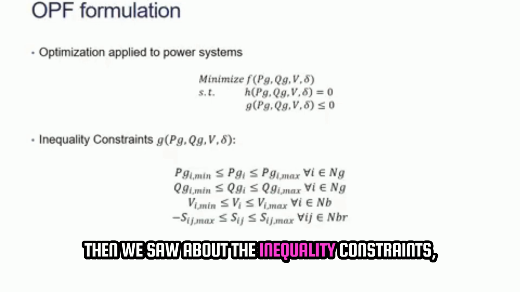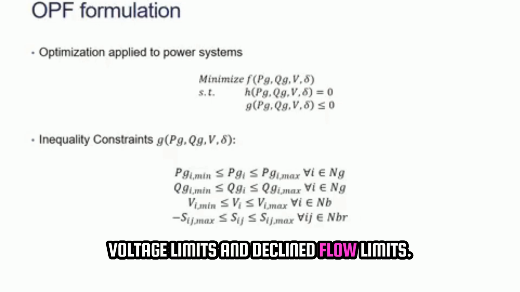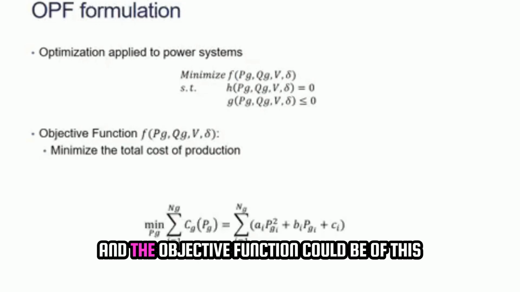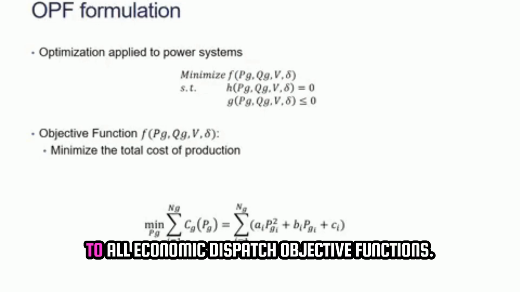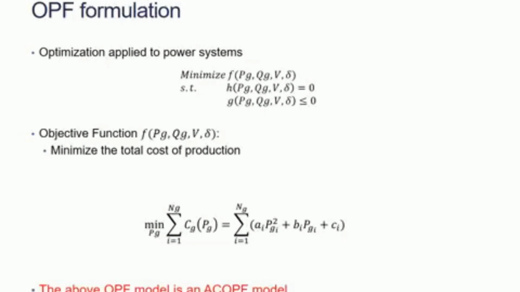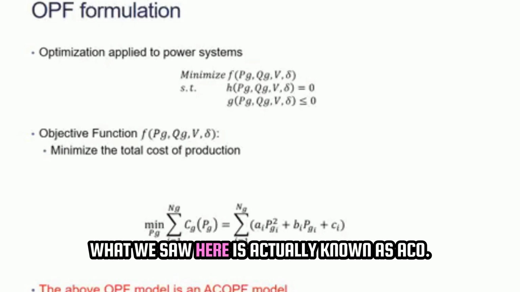We also saw the inequality constraints: all the real and reactive power generator limits, voltage limits, and the line flow limits. The objective function could be of this type, which is quadratic, similar to all economic dispatch objective functions. It can be of quadratic as well as linear type. And the current OPF we saw here is actually known as AC OPF.